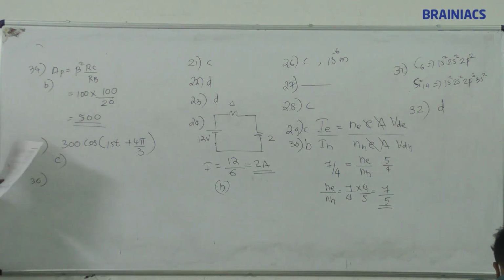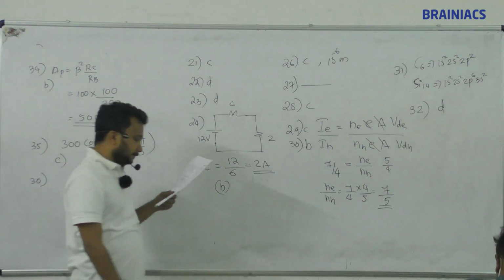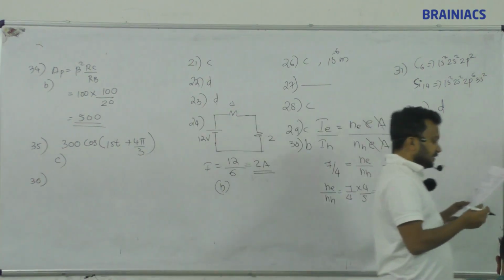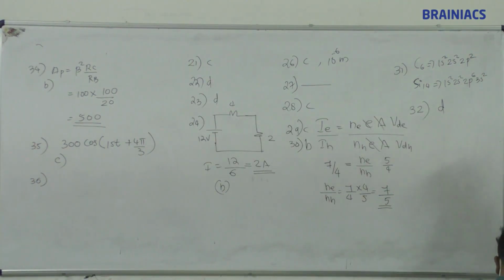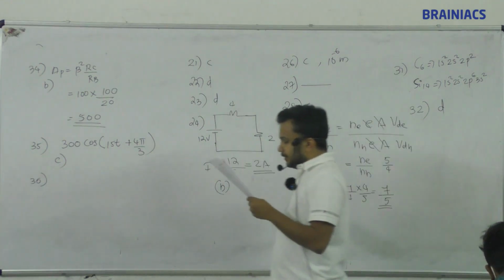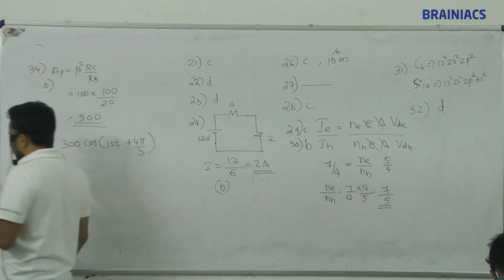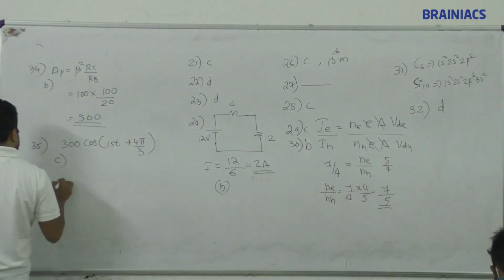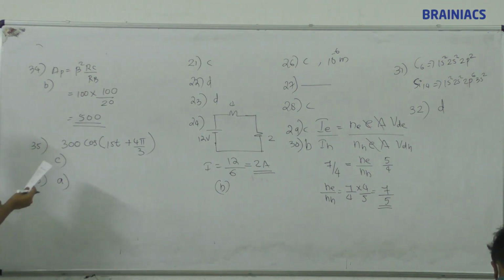To use the transistor as an amplifier, the emitter-base junction should be forward biased and the base-collector junction should be reverse biased. That is called active operation. 36 is A. Then 37.